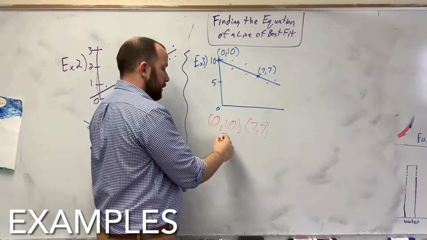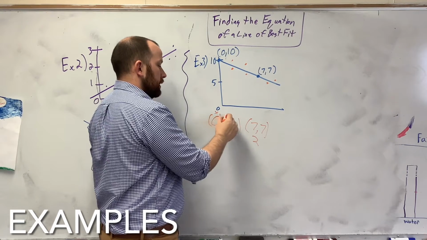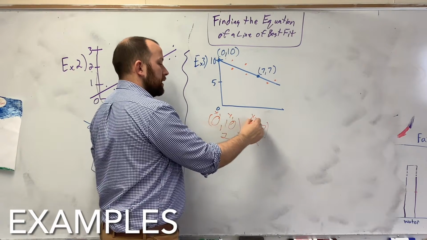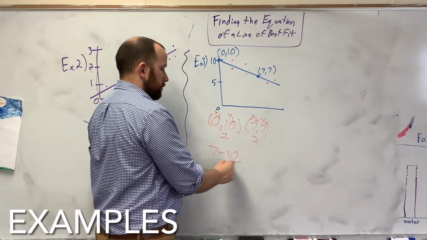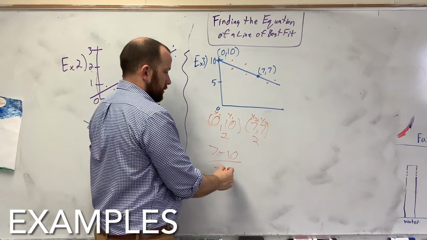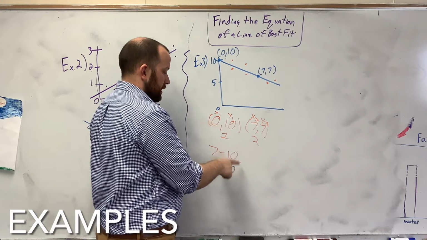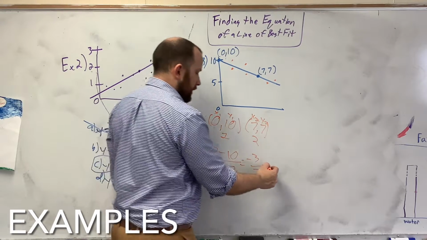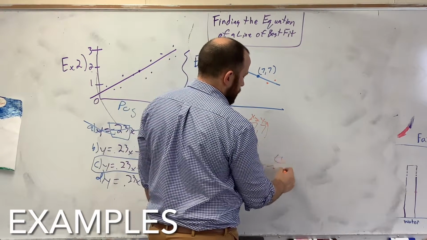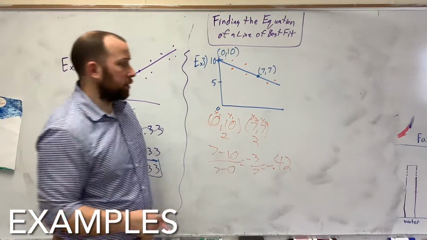So do my whole slope thing. I'm going to do the formula just because that's the way I did it on my paper. 7, 7, 10, 0. We get negative 3 over 7, which is negative 0.42, something around there, approximately. So now I have my slope.